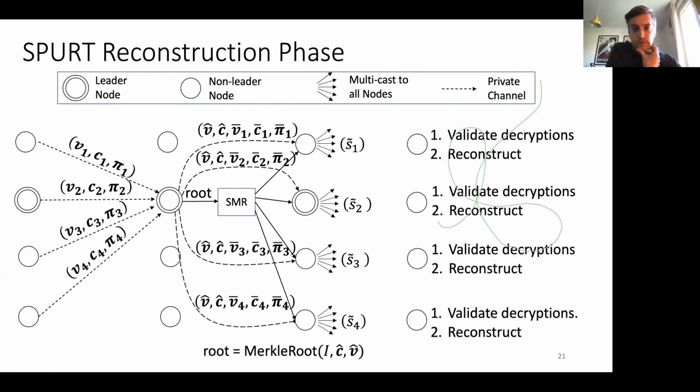I have a quick question. Why are you multicasting the decrypted shares here and not just sending them to the leader?